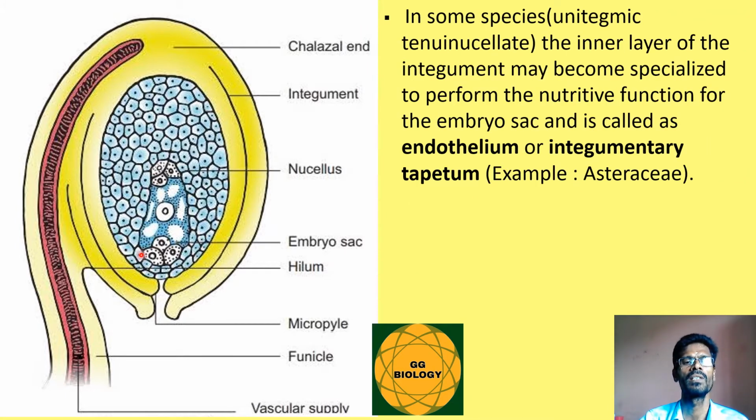The embryo sac gets nourishment from the nucellar tissue, and the inner cells of the integuments act as the nutritious tissue which supplies nourishment to the embryo sac. In some species, unitegmic or tenuinucellate, the inner layer of the integuments may become specialized to perform the nutritive function for the embryo sac. They are called endothelium or integumentary tapetum, as in the case of Asteraceae.